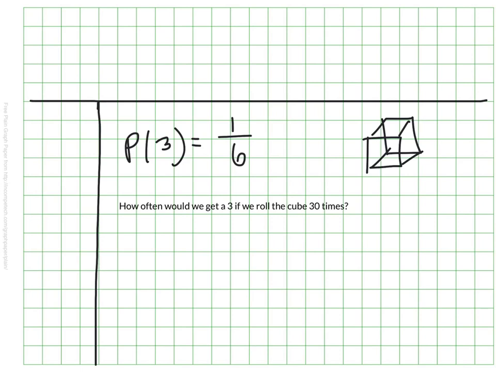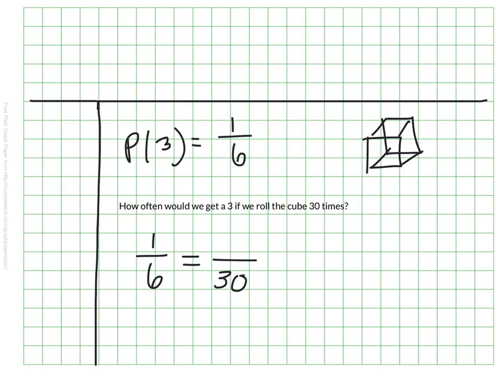One way to make this prediction is to think of it as setting up an equivalent ratio or an equivalent proportion. So I'm going to start with what I know, which is that my likelihood is 1 out of 6. And I'm trying to figure out what it is out of 30. So I want my total number of trials, my total number of events, to be 30. And what I'm looking for here is my missing value, my missing numerator.